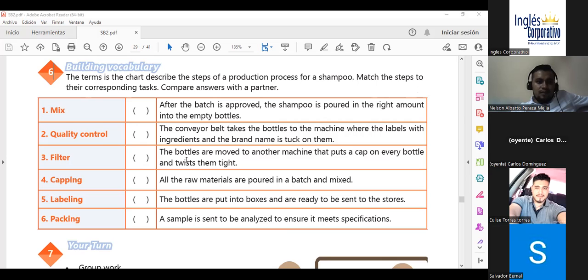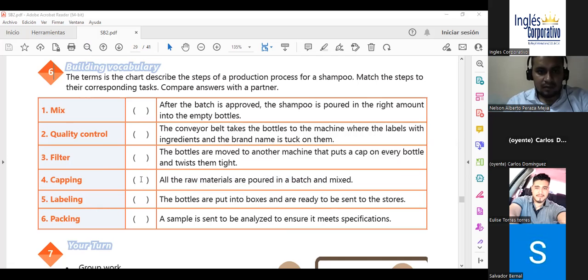I think so that meat mix is all the raw materials are poured in a batch and mixed. Are you agreeing with me? Do you agree with me? I agree with you. Okay, number one. Number one is quality control, I think, but can you tell me if you agree with me or not?